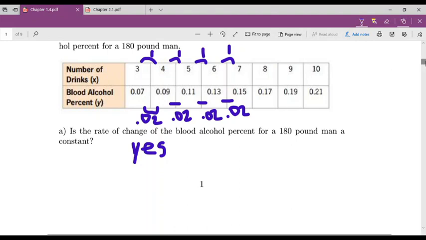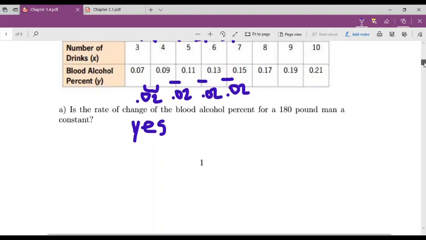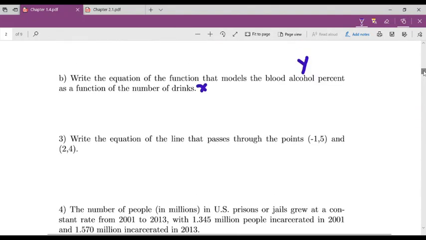So if you know anything about slope at this point, rise over run, y's over x's, essentially what your slope is going to be here is 0.02 over 1. That's your slope, or your m.